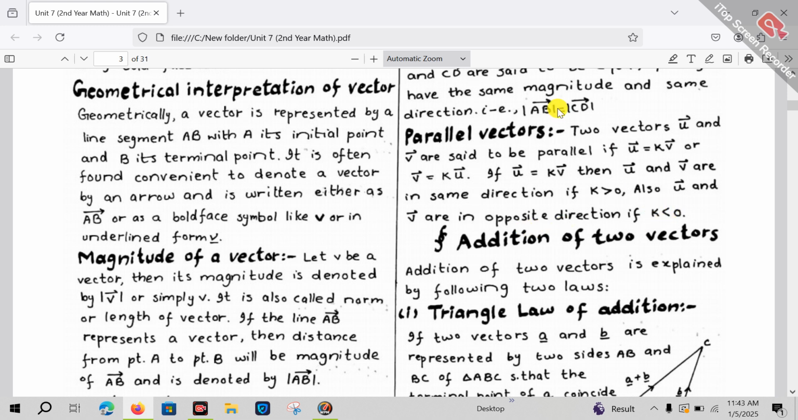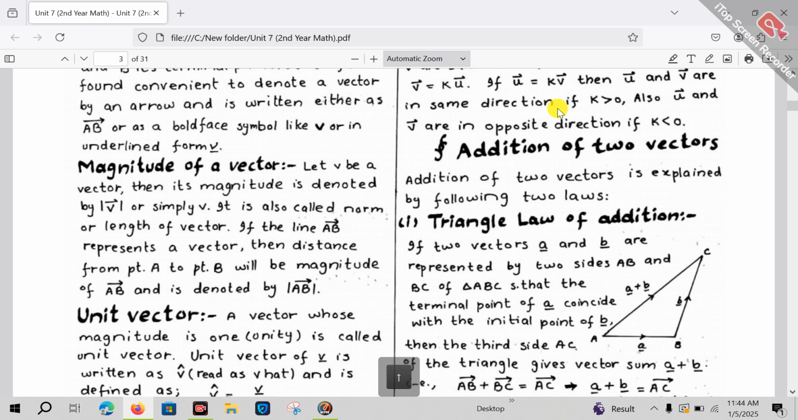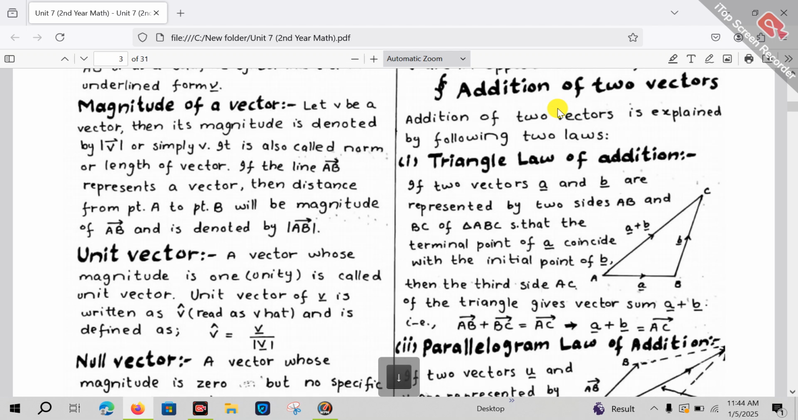This is the same as we have discussed in the multiplication of a vector with a scalar number. So this is a simple concept like we have discussed above. Next we study addition of two vectors. So what do you mean by the addition of two vectors? Addition of two vectors is done in two ways. First one is known as triangle law of addition, and second one is known as parallelogram law of addition.